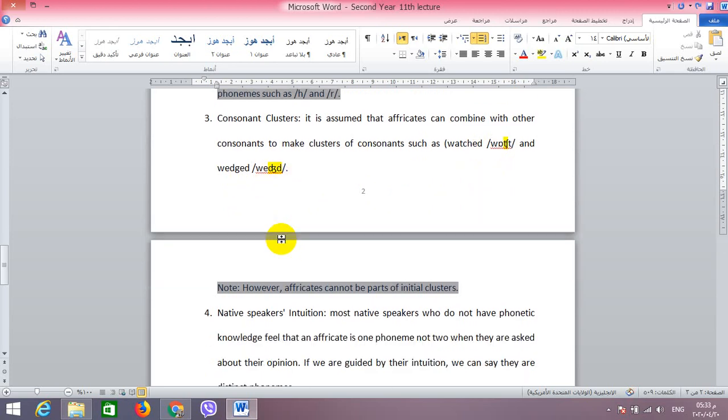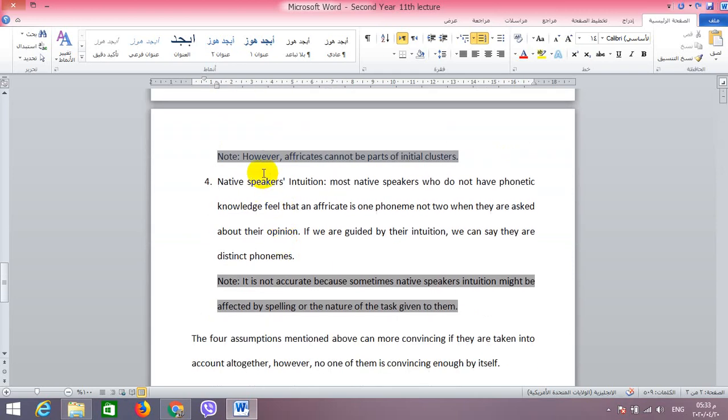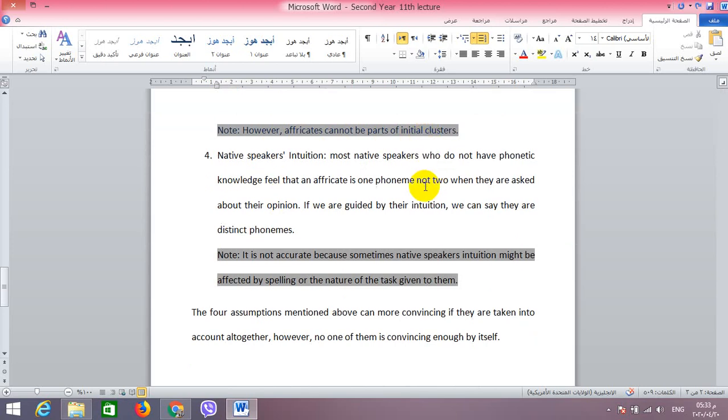But we have also another problem. In affricates, actually, ch and j cannot be part of initial clusters. We cannot have them in initial clusters. So they cannot combine freely with all consonants and in all positions, initial, medial, and final. No, there are limitations.